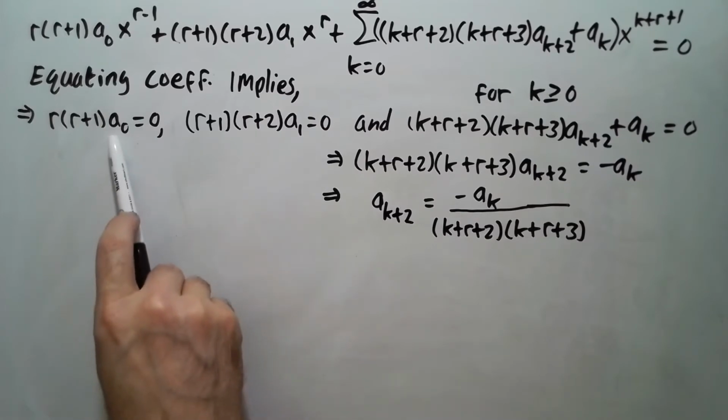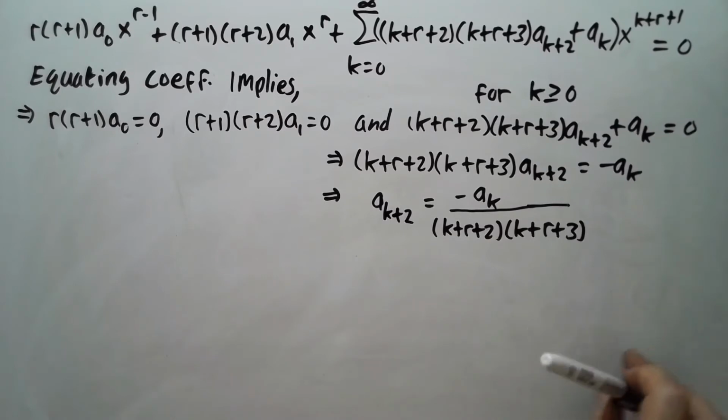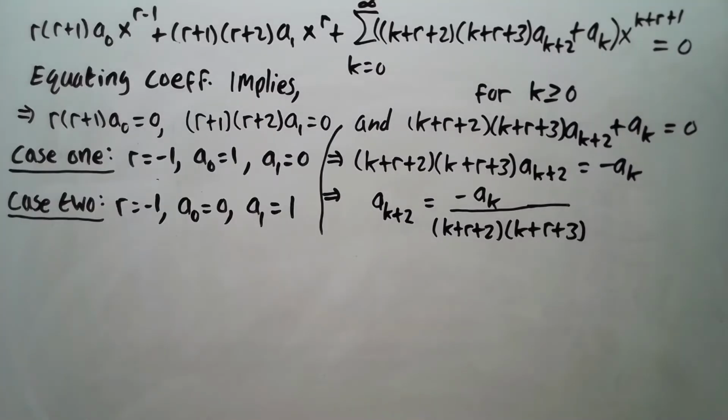But we can't choose both of them to be 0, because that would make the whole thing 0. So there are two cases to consider. There are actually more than two cases, but we're going to show that each of these cases will lead to a different power series. And we're looking for two solutions here.